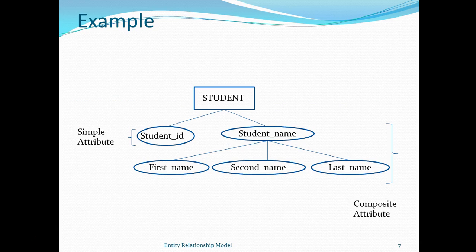Now let's take an example. Let's say student is an entity and it has two attributes, student ID and student name. Here the student ID is a simple attribute. It is also single valued. And student name is a composite attribute because it is divided into three components: first name, second name, and last name. So we have to draw our figure like this as is shown in this diagram.